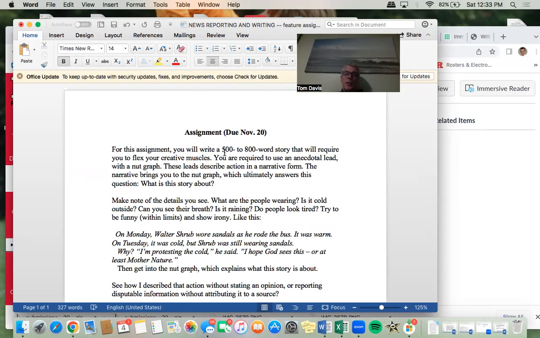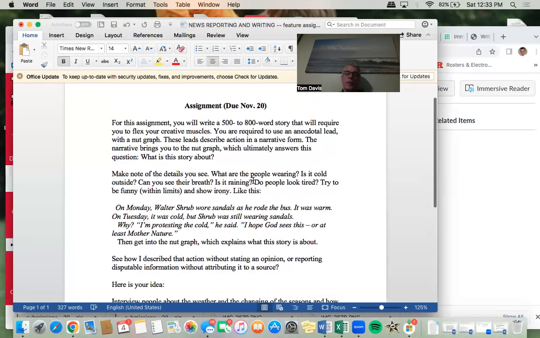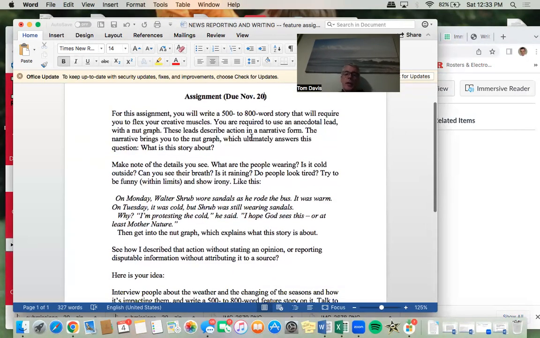Okay. So for this assignment, you'll write a 500 word story that will require you to flex your creative muscles. You're required to use an anecdotal lead with a nut graph. These leads describe action in narrative form, much like a book would. The narrative brings you to a nut graph, which ultimately answers this question: what is this story about? Make note of the details you see.